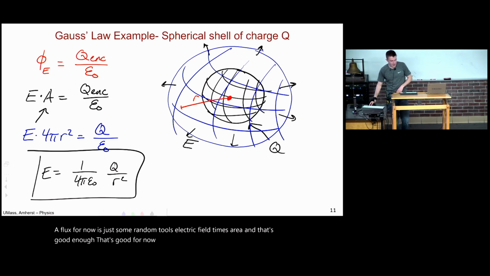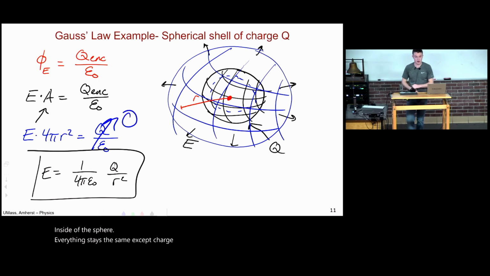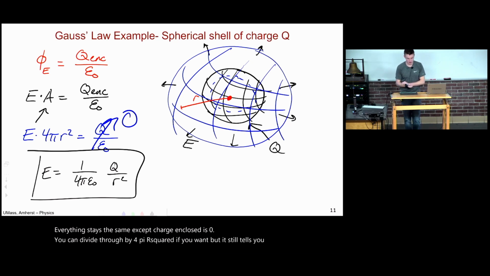Okay. Now, if you shrink the shell inside of the sphere, everything stays the same except charge enclosed is 0. You can divide through by 4 pi r squared if you want, but it still tells you that E equals 0 inside.